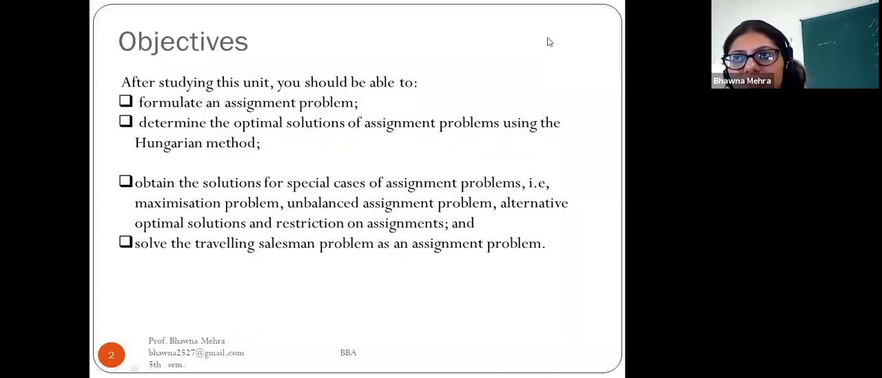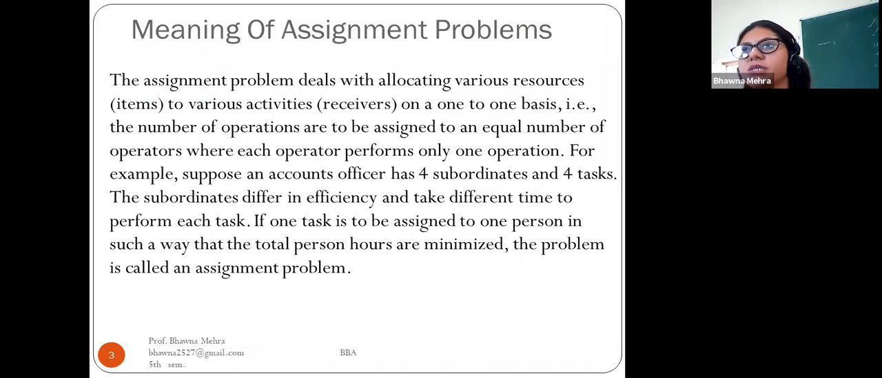The objectives of this unit: after studying this unit, you should be able to formulate the assignment problem, determine the optimal solutions of the assignment problem using the Hungarian method, and obtain the solutions for special cases of the assignment problem, that is the maximization case, the minimization case, the unbalanced assignment problem, alternative optimal solutions and the restrictions of assignment. You should also know how to solve the traveling salesman problem as an assignment problem. So these are the objectives of the assignment problem.